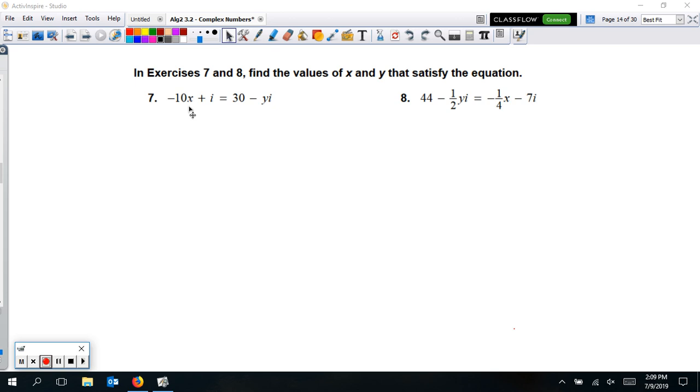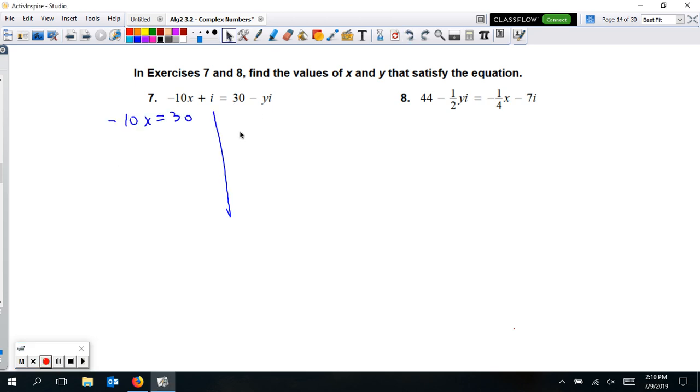What you're going to do here is put basically the real parts together in one equation and the imaginary parts together in another equation. So the real parts will equal each other. This would be a negative 10 with an x here, but negative 10 is real. It doesn't have an i with it. And then this 30 on the other side is also real, so this negative 10x is going to equal the 30. Those would be the real parts, and those are going to equal each other for one equation.